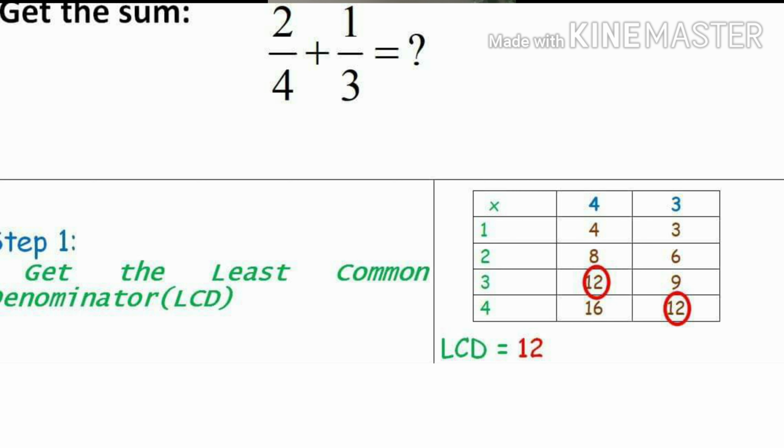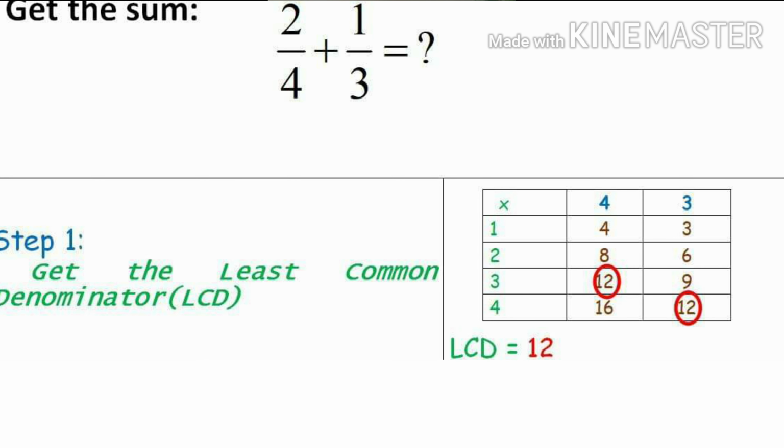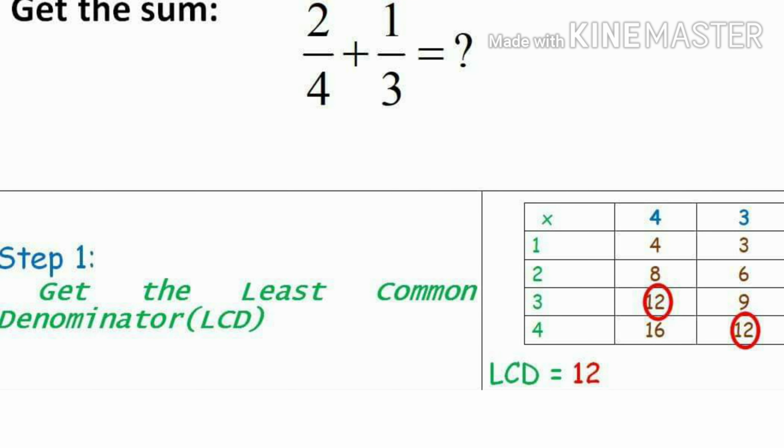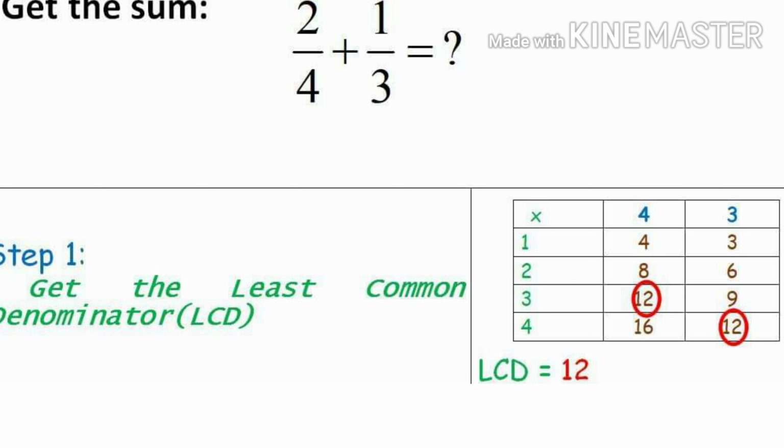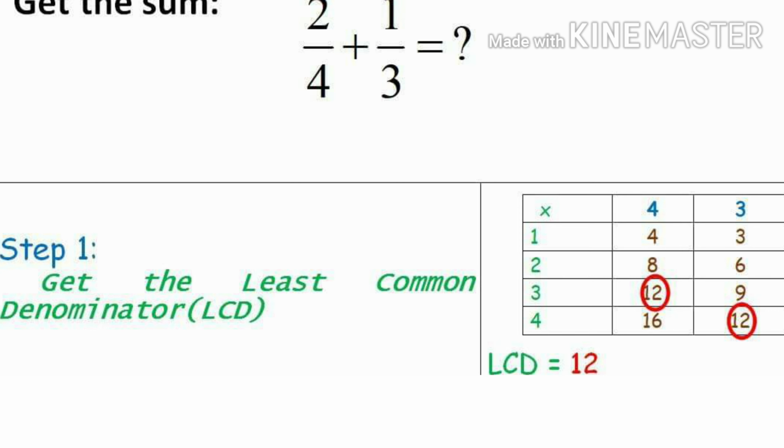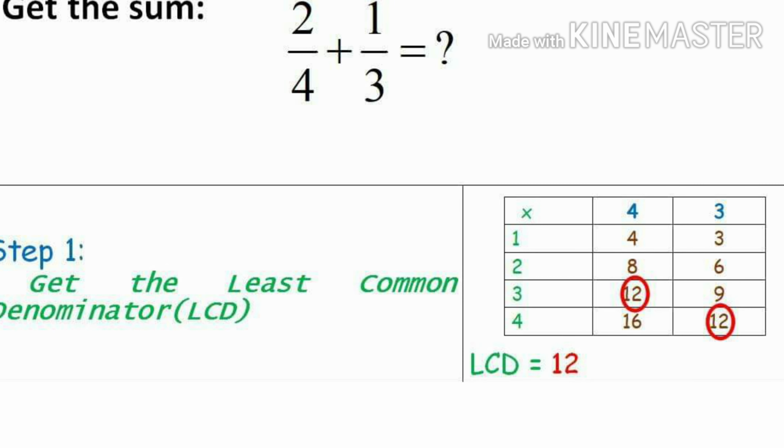Multiply 4 to 2, that gives us 8. 8 would be another multiple of 4. Multiply 4 to 3, that would give us 12. 12 is another multiple of 4. And 4 times 4 would give us 16. That's another multiple of 4. So we got there 4, 8, 12, and 16 as multiples of 4.